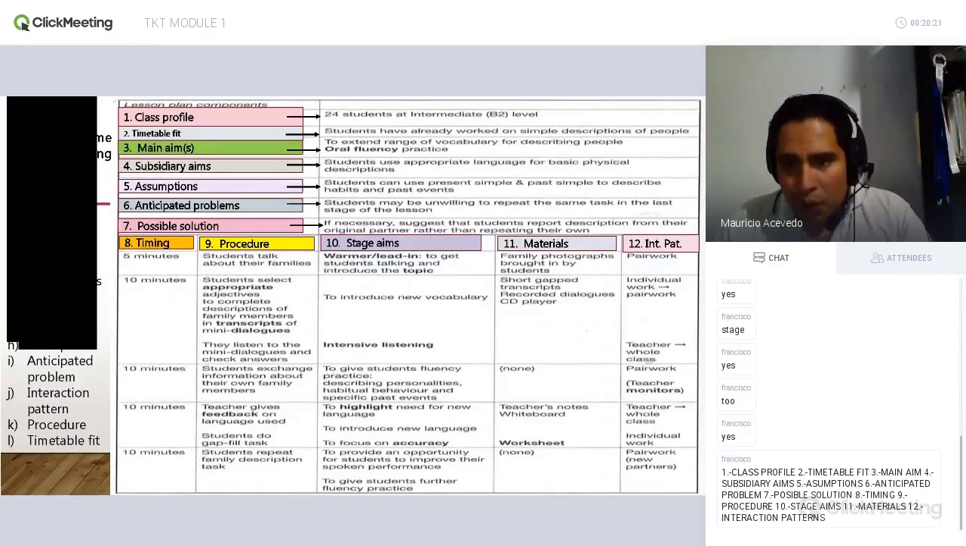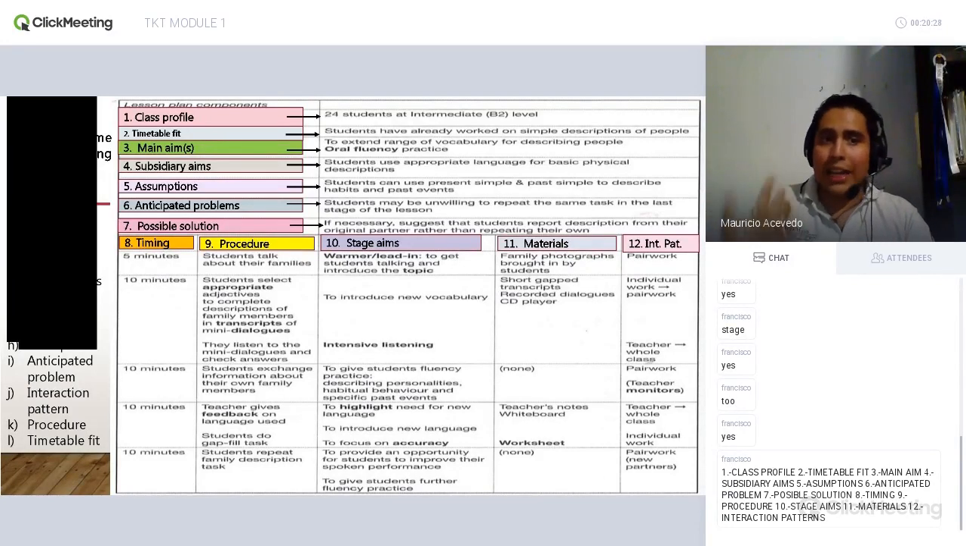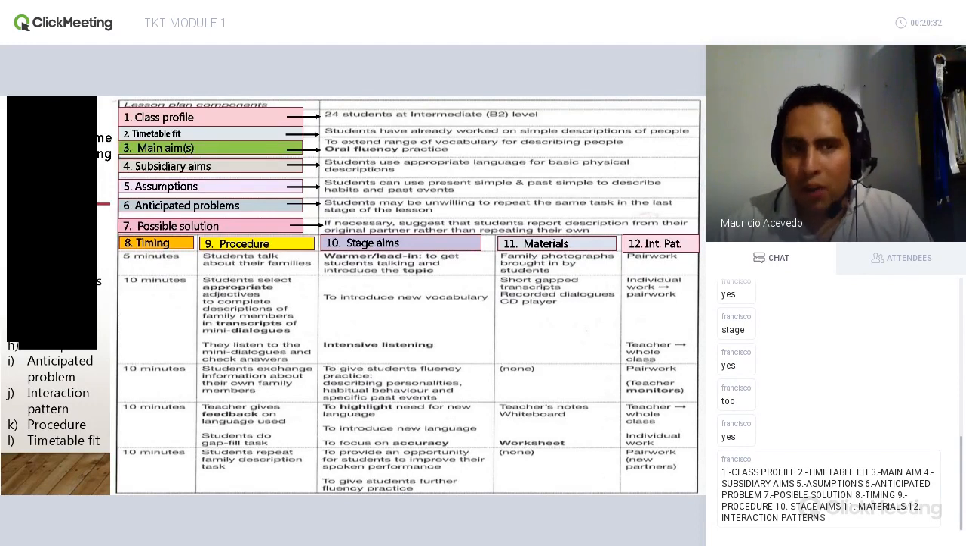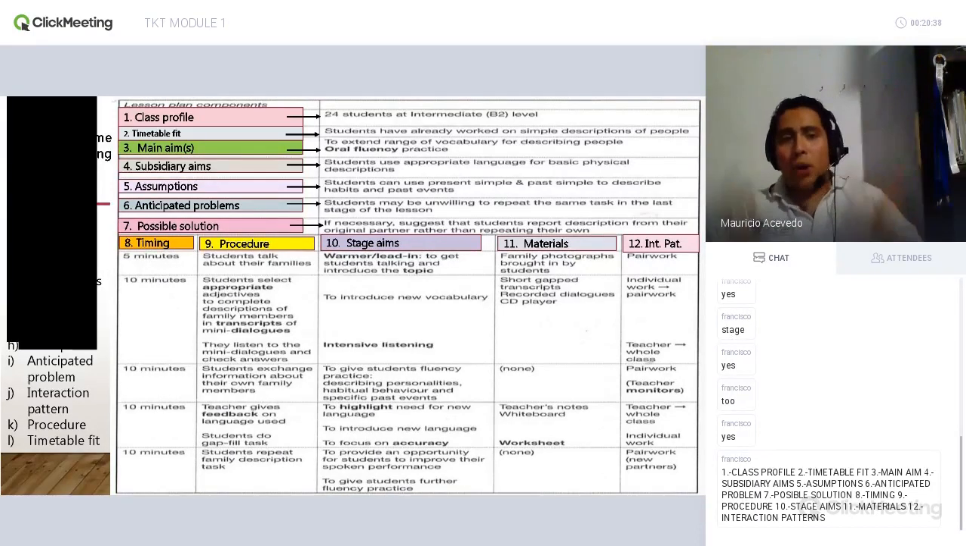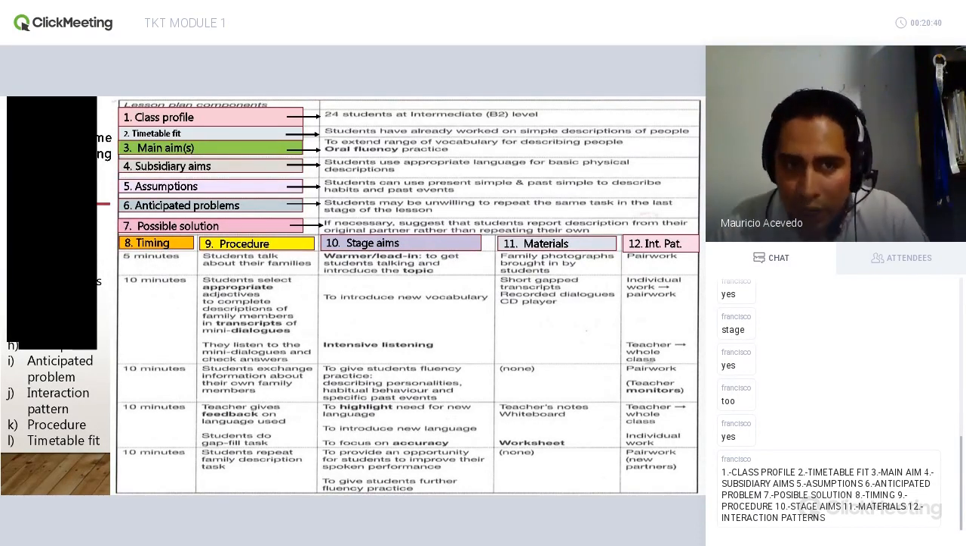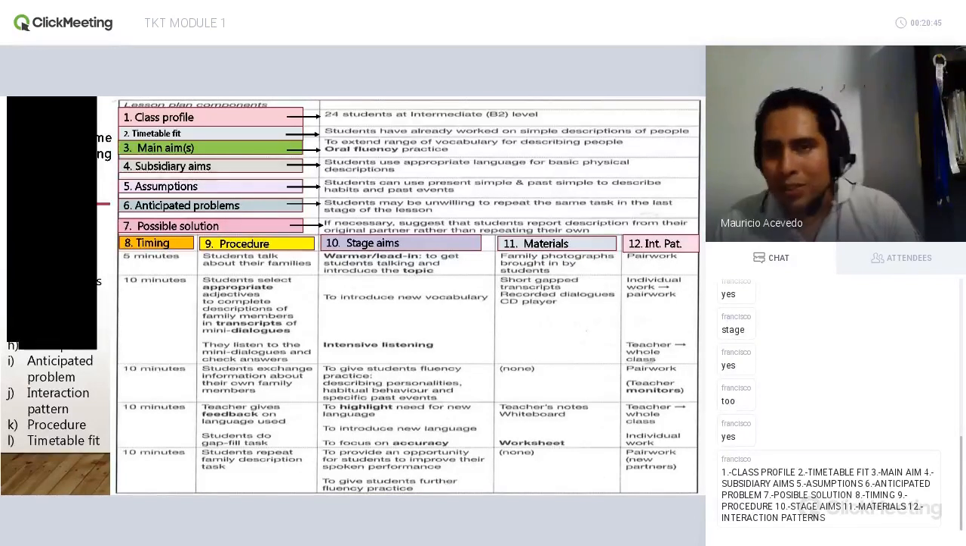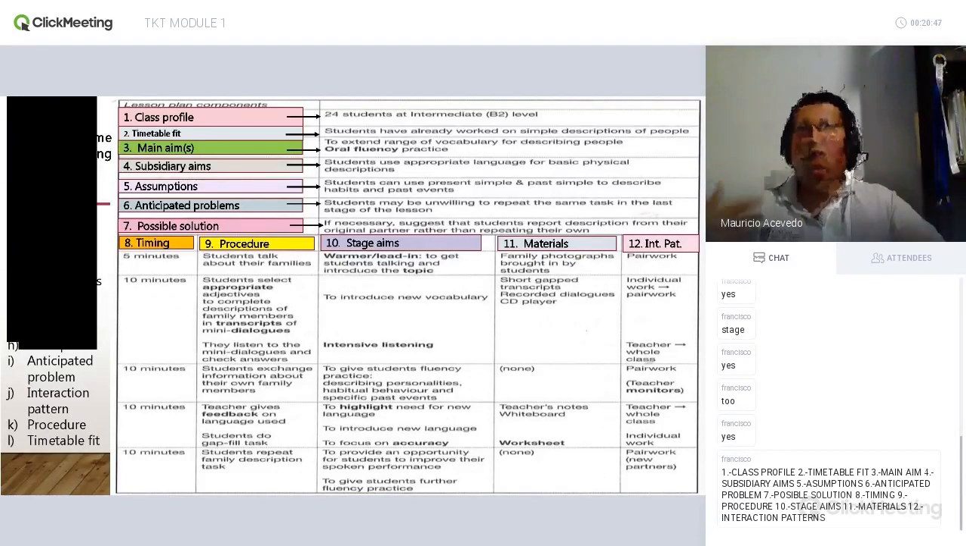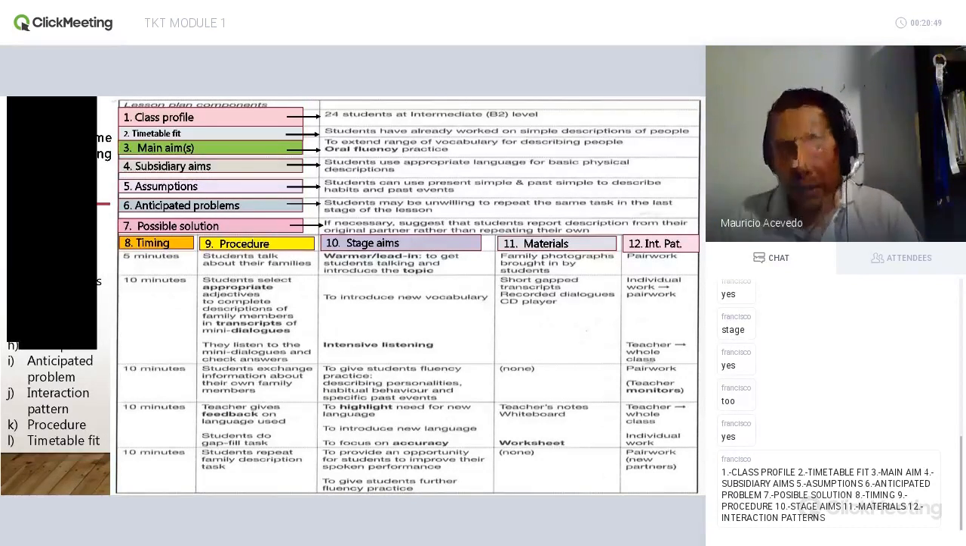Very nice, class profile, which was the example basically. Number two, timetable fit. In the previous video, they mentioned it, but they mentioned it more like context, right? But right now, we're not gonna look at it as a context. Okay, it's like the continuous, what they saw before and what they will need to continue watching. For example, students have already worked on simple descriptions of people.